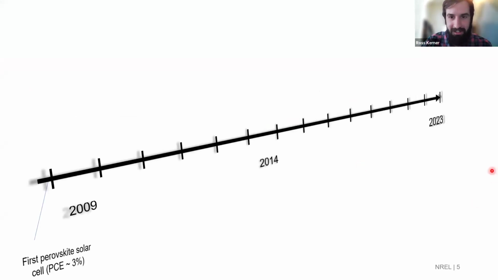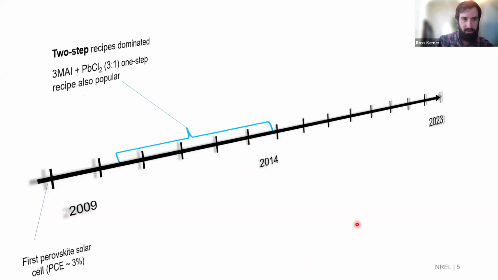So I like to kind of take a step back sometimes and look at the history of things. I've been in the perovskite field since 2013, and I realize now that there are lots of people just entering the field and don't fully know where we came from and what our struggles were in the early days. So the first perovskite solar cell was around 2009. And when I started my PhD in the years before that, I think really the two-step recipes dominated. That's what I started out doing. And then there were also some kind of odd 3-to-1 one-step recipes that gave decent results, decent films, but they were pretty hard to control.